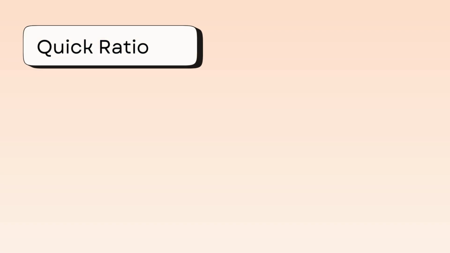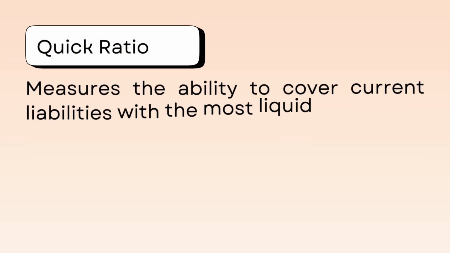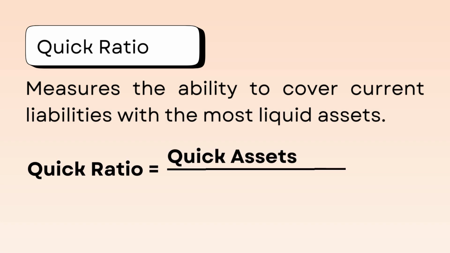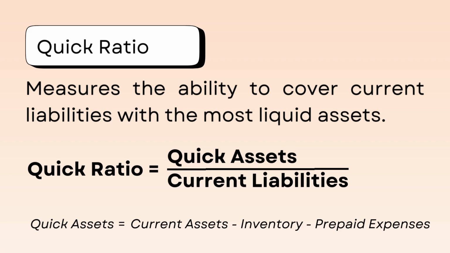Next is the quick ratio or acid test ratio. It measures the ability to cover current liabilities with the most liquid assets. Quick ratio is equal to quick assets divided by current liabilities. This is a more conservative measure for evaluating short-term liquidity. Ideal range for quick ratio is 1. Here, quick assets is equal to current assets minus inventory minus prepaid expenses.